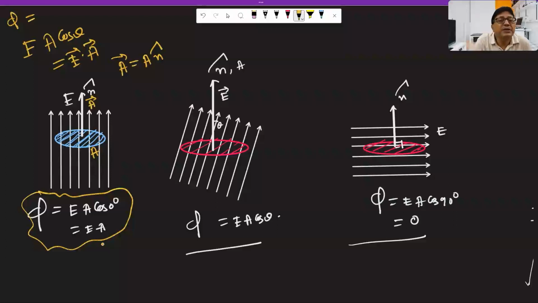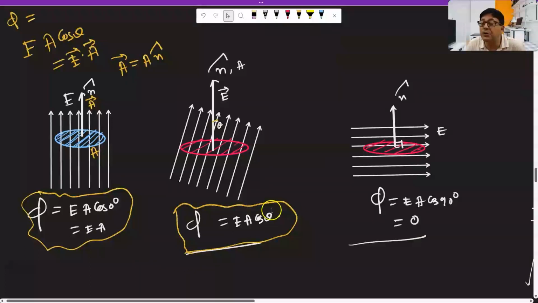This time the surface is inclined by definition. The area vector is going this manner and the electric field vector is inclined this way. So this angle theta will be considered, phi is equal to E A cos theta. Clear? And here the field lines are parallel to the surface. So flux is going to be equal to E A cos 90, that is equal to 0.